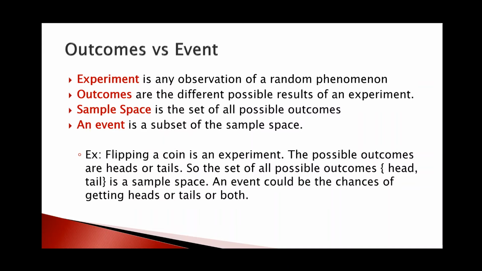Suppose you want to flip a coin. Then flipping a coin is an experiment. The possible outcomes are heads or tails. So the set of all possible outcomes, which includes heads and tails, is a sample space. An event could be the chance of getting either heads or tails or both. As a result, an event could be an outcome or the sample space itself.